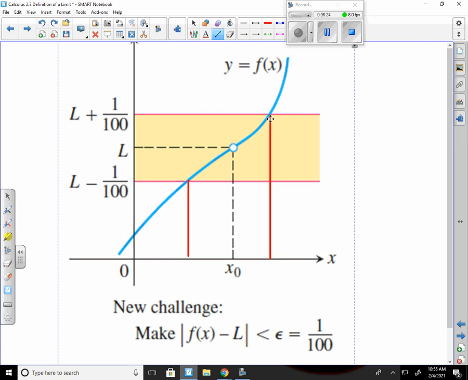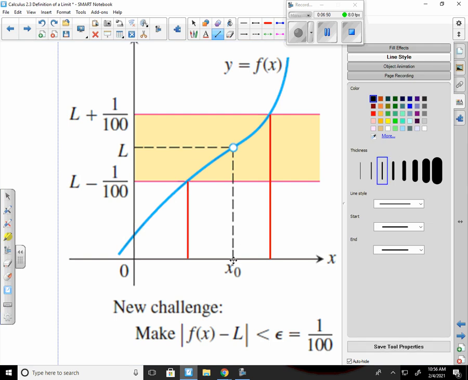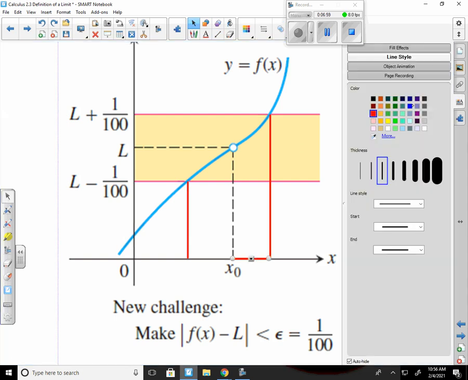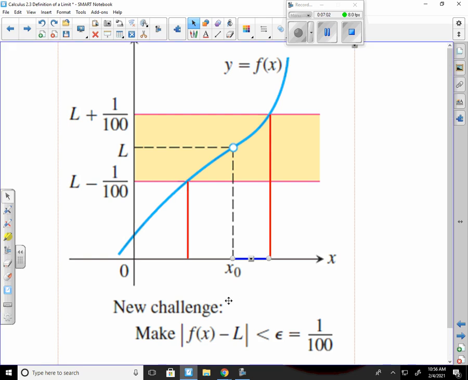That's where it would be within 1/100th above the limit, and this is where it would be within 1/100th below the limit. But again, our distances from x naught are not equal to each other. So I have to make it so that those are equal. I'm going to draw a line for my distance to here. So this is a potential delta. This could be the delta we're looking for, or it could be going to the other side.